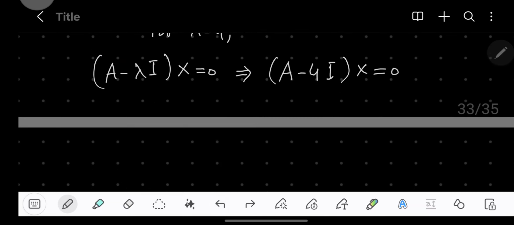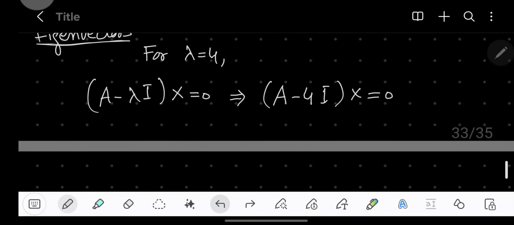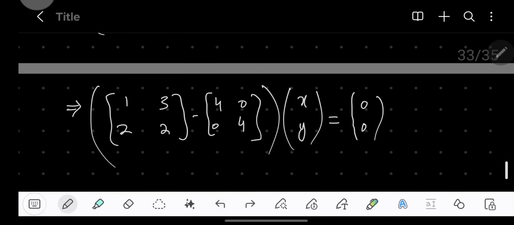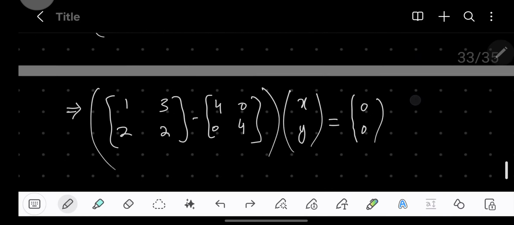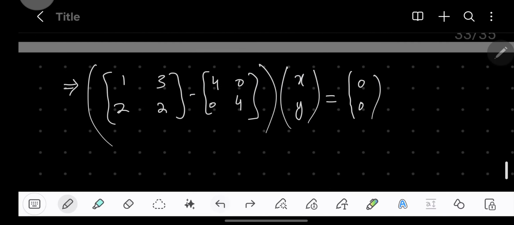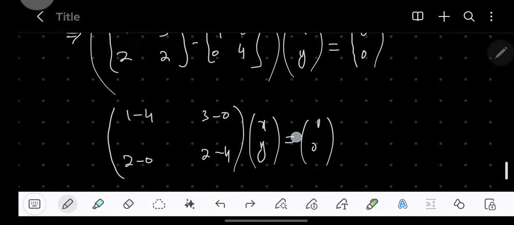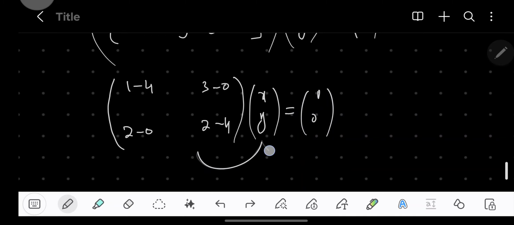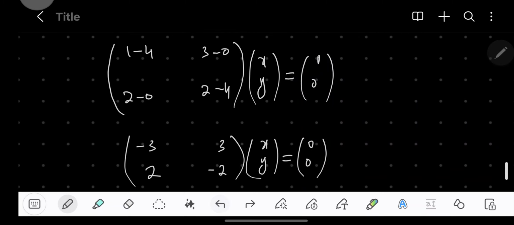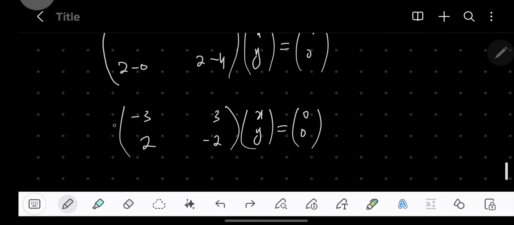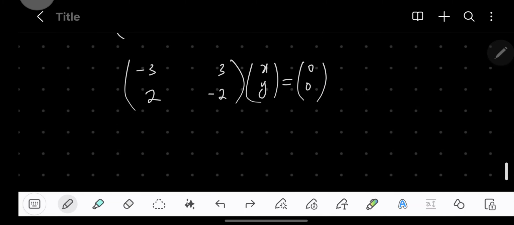In order to solve this equation, we will put lambda equal to 4 inside, and then we put the values, and I multiply lambda inside, and then if we subtract these two matrices, we will get this and this value, and after simplification we will get this equation. So in order to solve this equation, we need to convert this coefficient matrix into the row reduced echelon form.